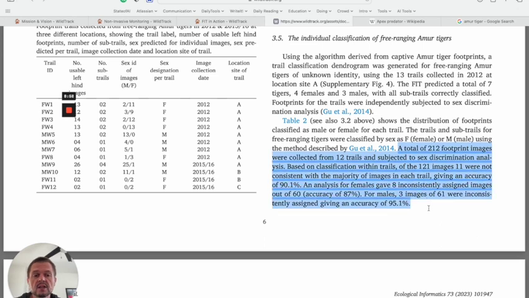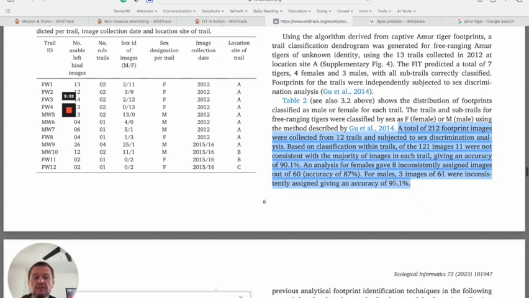So here is another thing. A total of 212 footprint images were collected from 12 trials and subjected to sex discrimination analysis. Based on classification, of those 121 images, 11 were not consistent. So they have an accuracy of 90%, which is super high. You can predict a lot with that. And prediction here is very accurate, which means you don't have to make so many iterations to get to the results, which makes the cost of this prediction very reasonable. For males, 3 images of 61 were inconsistent.